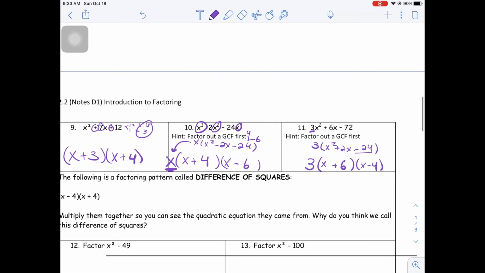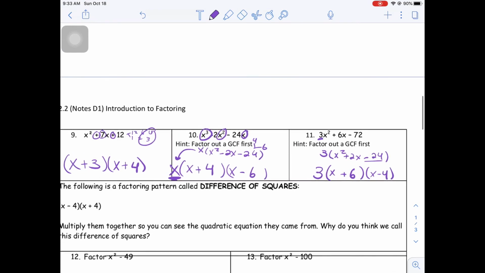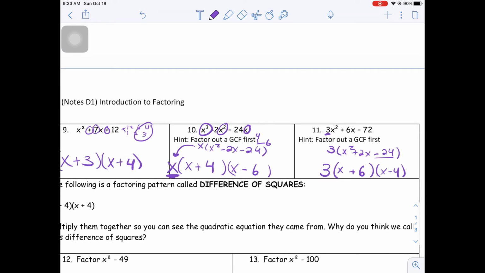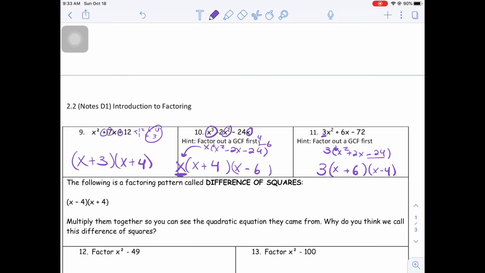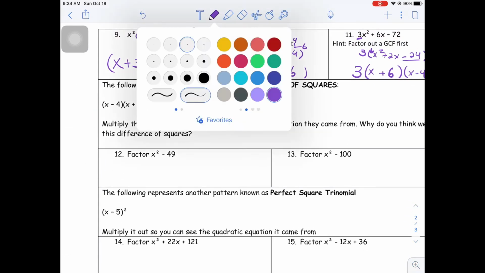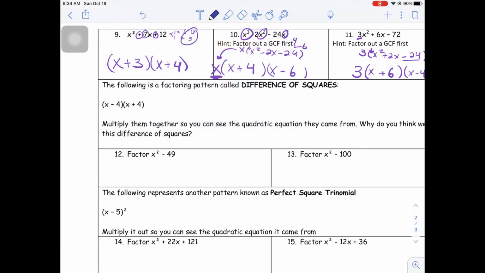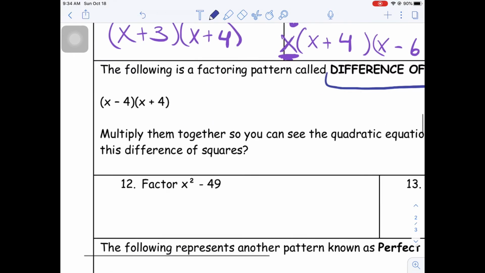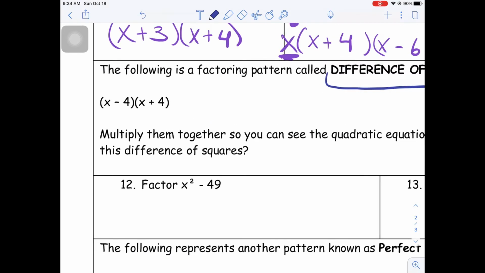All right, guys, so that is factoring. Our a value in all of these was 1, so the a value is always the first term here. Continuing on. So the next type of factoring that we have is called a difference of squares. This is going to be a foiling practice right here to show you where difference of squares comes from.